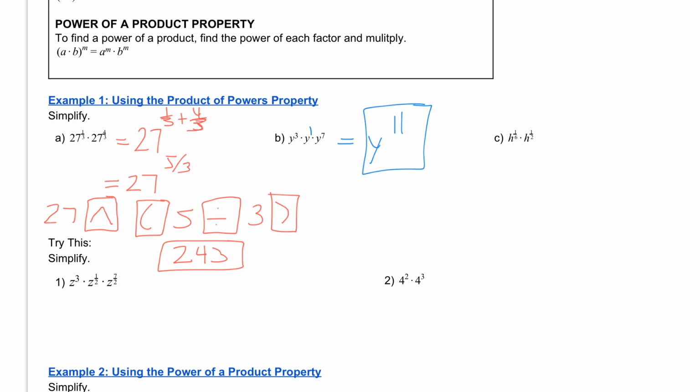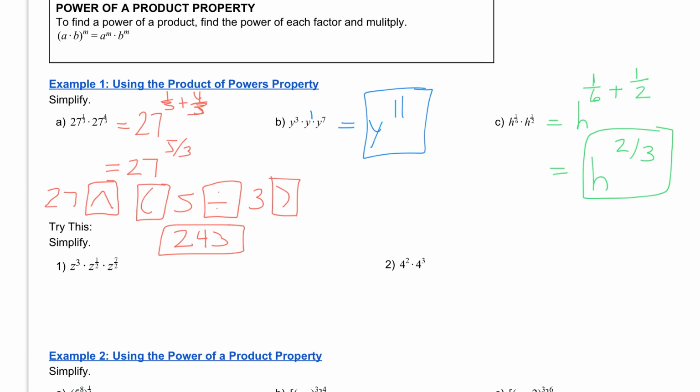And then in letter C, we have h to the 1/6 times h to the 1/2. So what we're doing here is we are going to add 1/6 and 1/2. So h to the 1/6 plus 1/2. And 1/6 plus 1/2 will give us h to the 2/3.